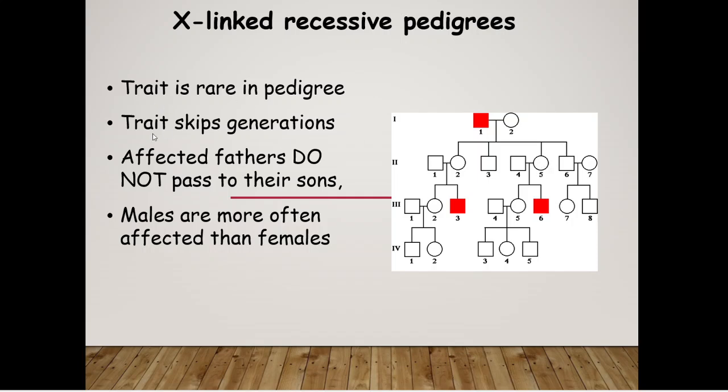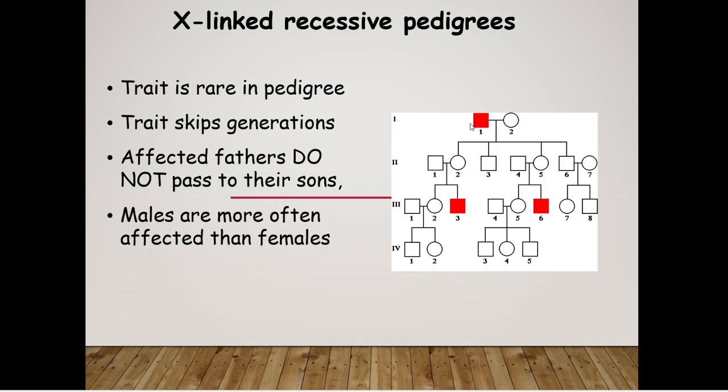So the trait is rare, and it skips generations usually. And affected fathers do not pass it on to their sons, okay? Which means that most of the time that X chromosome is usually coming from the mother. And the reason for that is because mom doesn't have a Y chromosome. And so the only thing she can pass on to her sons is that X. And so the Y gets passed on from the dad.